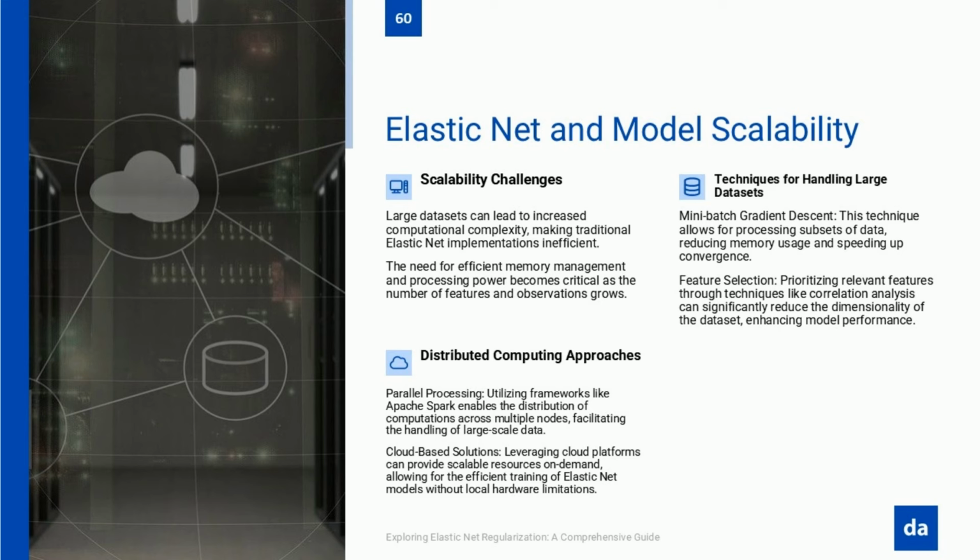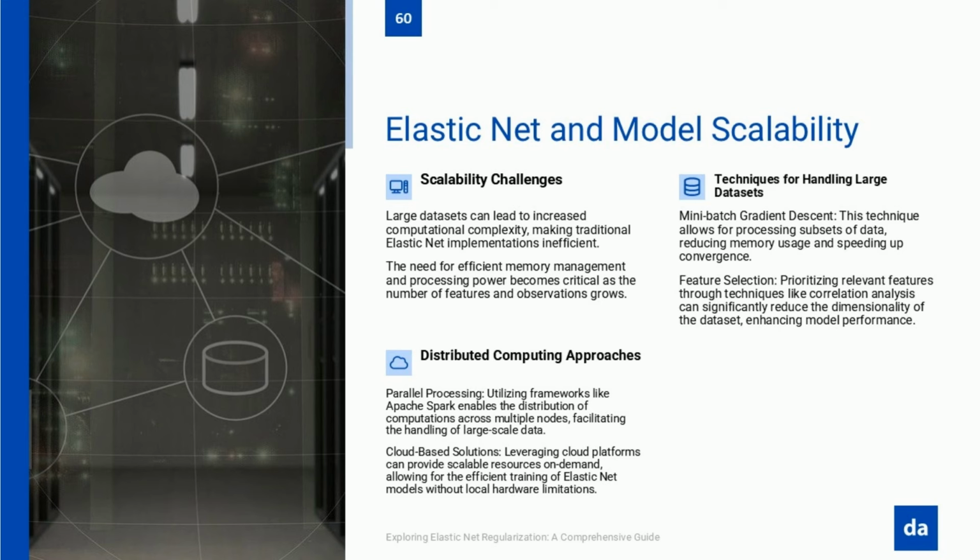Another factor that improves scalability is sparse matrix representation. Since Elastic Net tends to produce sparse models, with many coefficients set to 0, it can be optimized using efficient matrix operations, significantly reducing memory usage. Libraries like scikit-learn, TensorFlow, and Spark MLlib take advantage of these optimizations, making it possible to train Elastic Net models on distributed computing clusters.